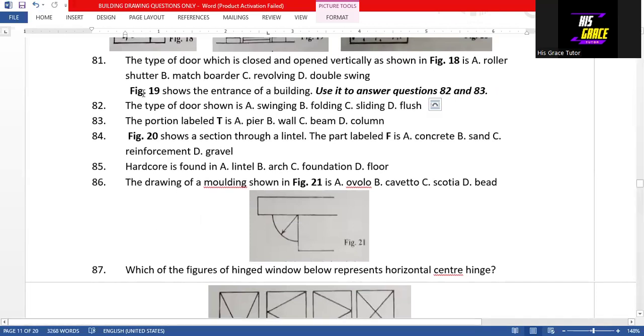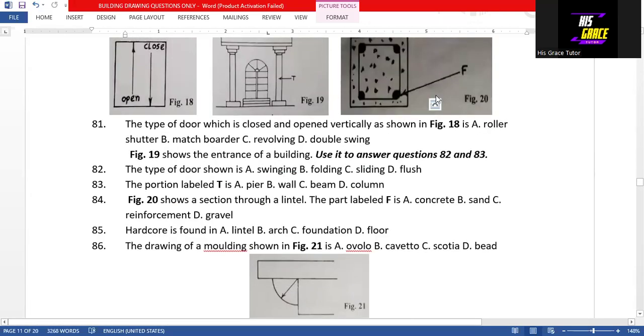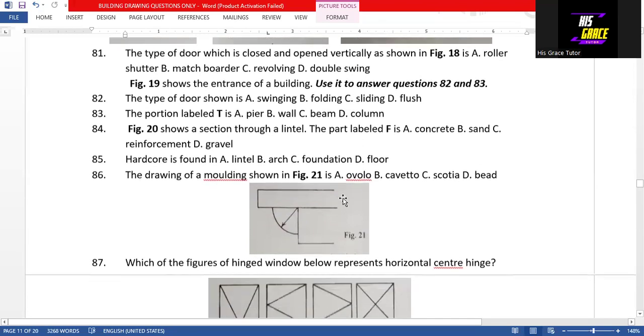Then question 84. So we have this diagram to answer question 84. Figure 20 shows a section through a lintel. The part labeled F is a reinforcement. That is option C is answer to question 84.